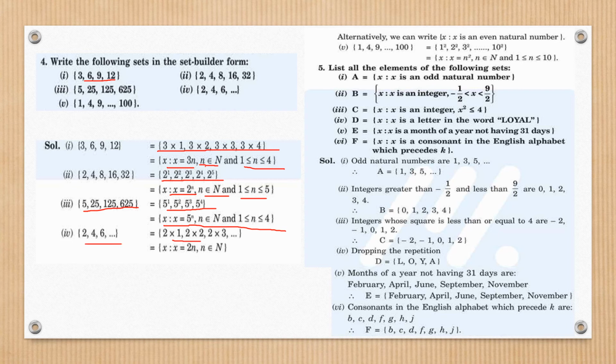Okay, 2, 4, 6. So it's like 2 into 1, 2 into 2. So it's like multiples of 2. So again, x equal to 2n for n belonging to N.